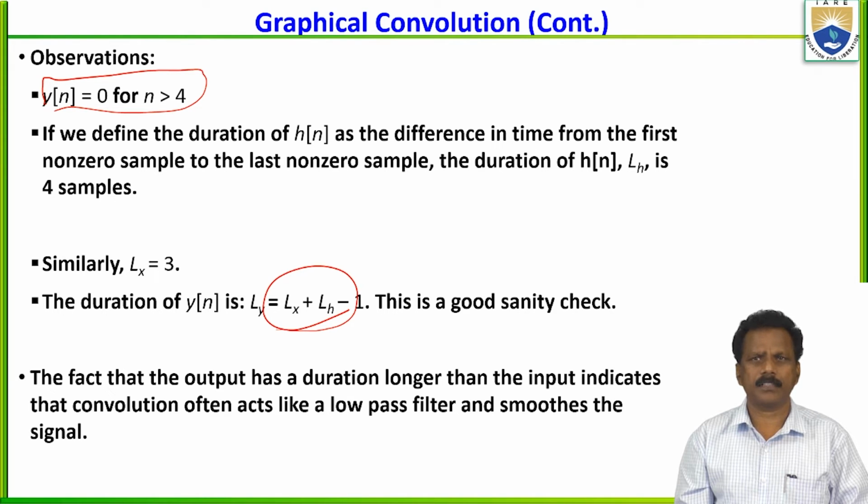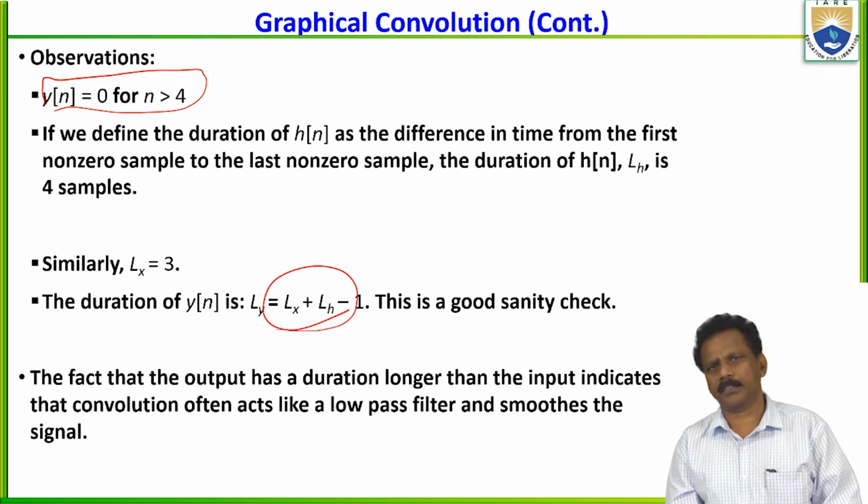Major observation: y of n is equal to 0 for n greater than 4. If h of n is the difference in time from the first non-zero sample to the last non-zero sample, then based on this, the duration of y of n is Ly is equal to Lx plus Lh minus 1. That is how it varies.